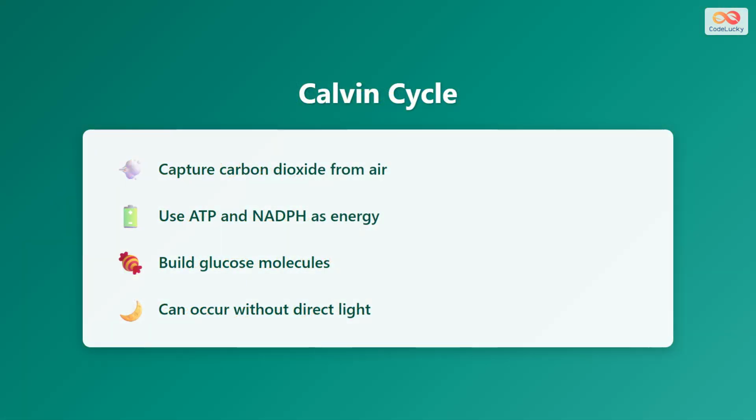The Calvin cycle is the second stage of photosynthesis and is also called the light-independent reactions, though it still depends on products from the light reactions. This stage captures carbon dioxide from the air through a process called carbon fixation. The ATP and NADPH produced during the light reactions provide the energy needed to convert carbon dioxide into glucose molecules. Interestingly, the Calvin cycle can occur without direct light as long as it has access to ATP and NADPH, which is why it is sometimes referred to as the dark reactions.